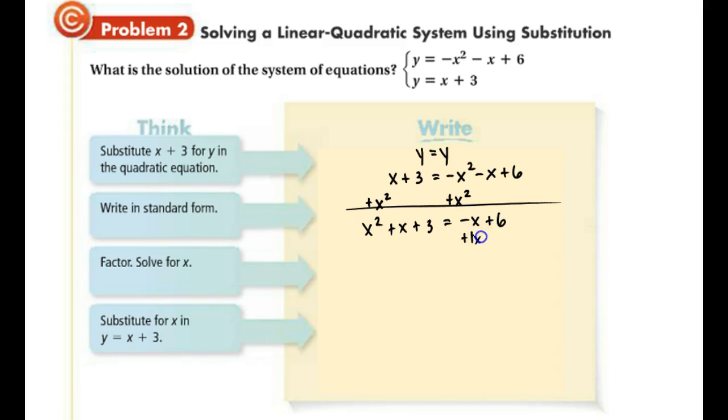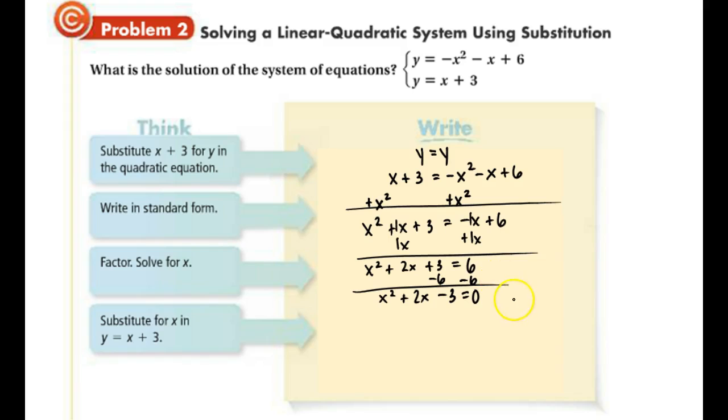Add 1x to both sides. And that means we have x squared plus 2x plus 3 equals 6. And now subtract 6 from both sides. So we have x squared plus 2x minus 3 is equal to 0. Because the a value in front of the x squared is a positive 1, and the numbers for b and c work out well for the factoring process, we can factor. If this was not factorable, you could always use the quadratic formula that we talked about in a previous lesson.